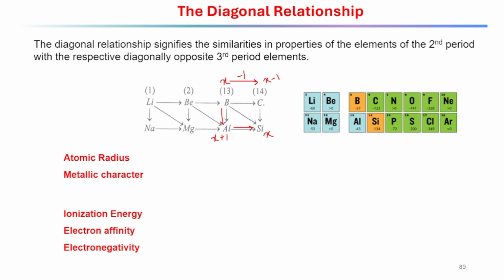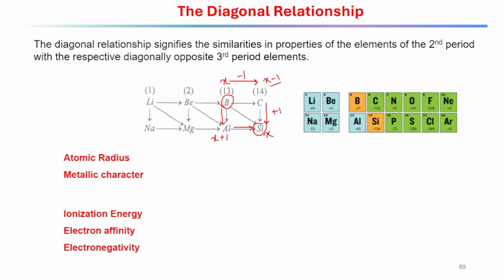Same thing we can do from carbon to silicon. In case of carbon, the values of atomic radius and metallic character were x minus 1, and going top to down, we are increasing the value by plus 1 unit. So again it will be x minus 1 plus 1, so it will come as x. Now if we compare the values of boron and silicon, we see it comes nearly the same, both are x.